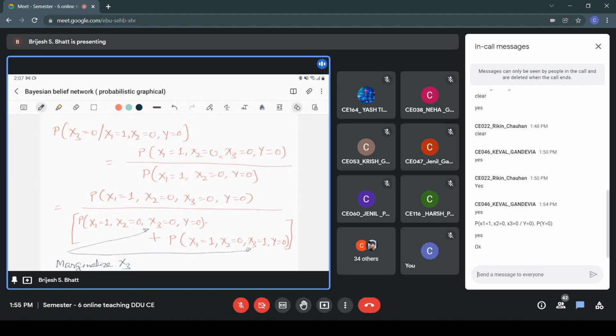Right? So now we have three probability distributions over x1, x2, x3, and y. Two are repeating. If you notice, in the numerator also we have x1 equal to 1, x2 equal to 0, x3 equal to 0, and y equal to 0. So these two values we need to calculate. Can anyone quickly calculate and tell me the answer?